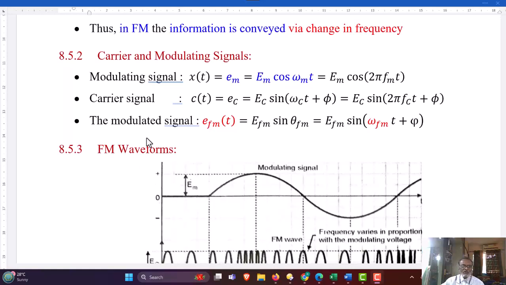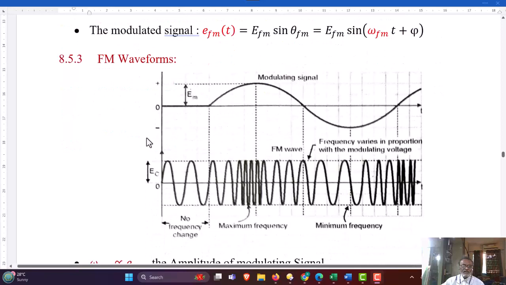Let us also define the modulated signal e_FM as capital E_FM sin(theta_FM), where theta can be defined as omega_FM t plus phi. In the modulation, as we have defined, the frequency of the carrier is made to vary in proportion to the instantaneous value of the modulating signal.